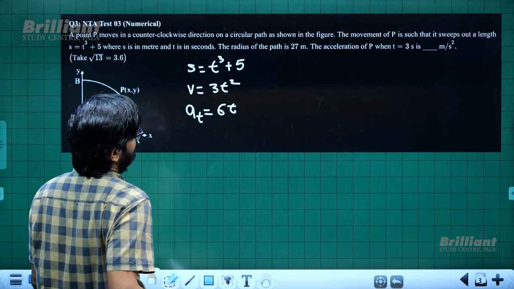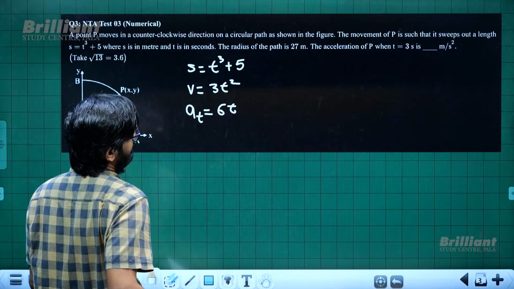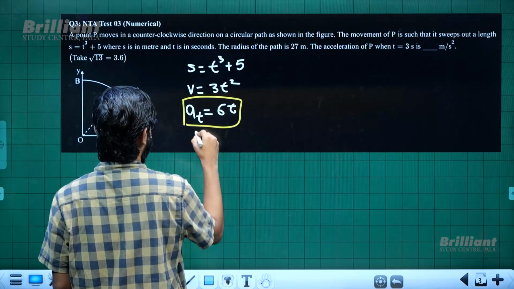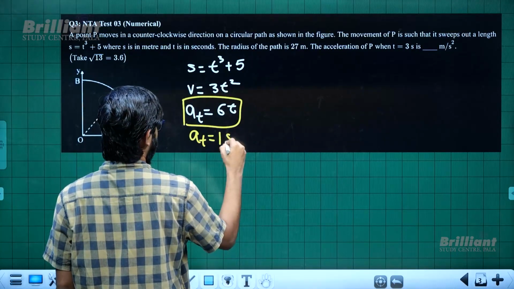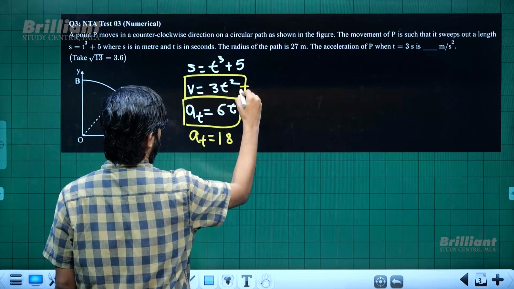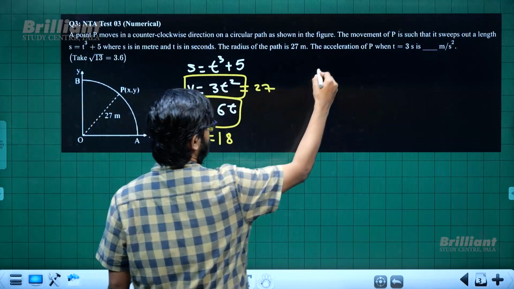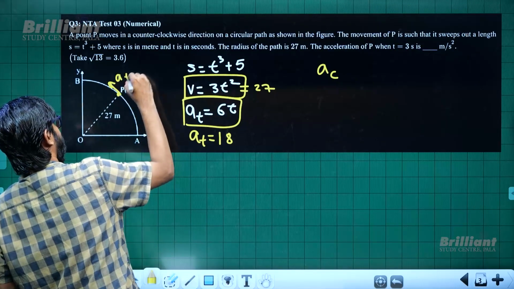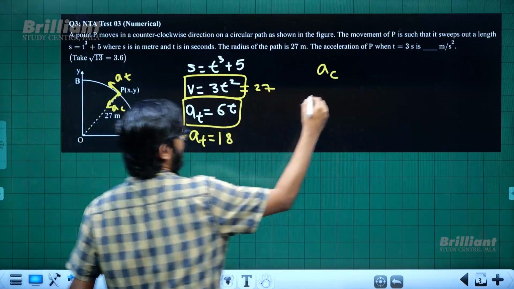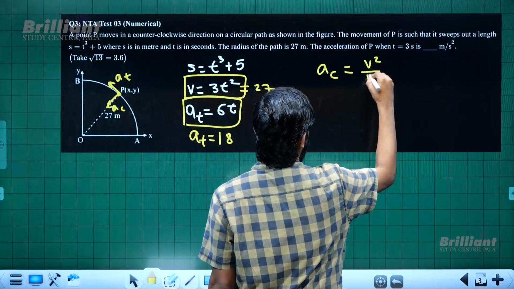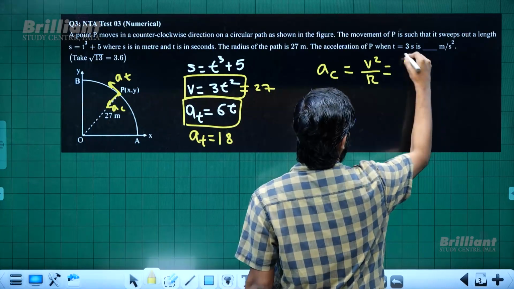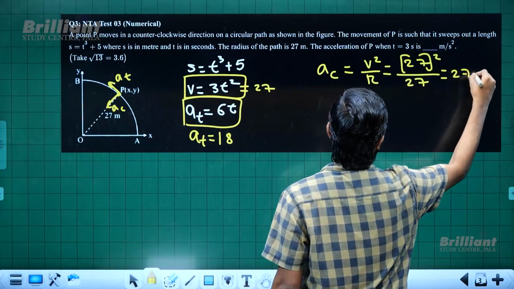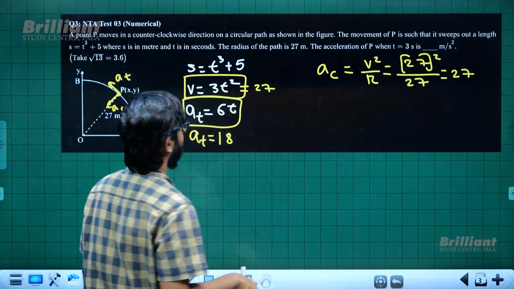Now what they are asking is the acceleration of P at t equal to 3 seconds. So at t equal to 3 seconds, what is the tangential acceleration? Tangential acceleration is 18. What is the velocity? Velocity is 27. If velocity is this much, what will be the centripetal acceleration? When a particle is moving this way, there will be tangential acceleration and centripetal acceleration. Centripetal acceleration will be v square by r, which is 27 square by 27, which is 27. So centripetal acceleration is 27, tangential acceleration is 18.